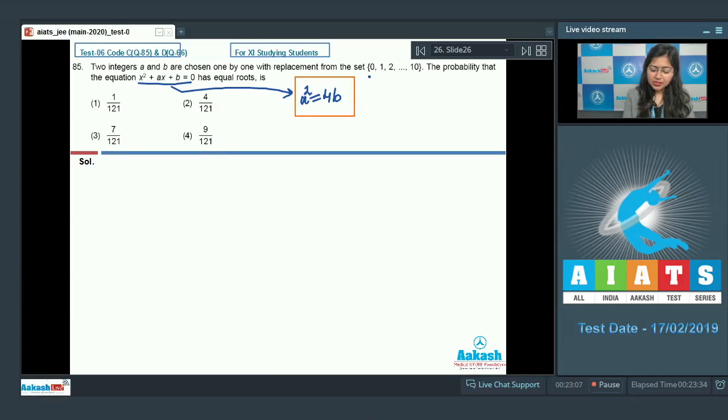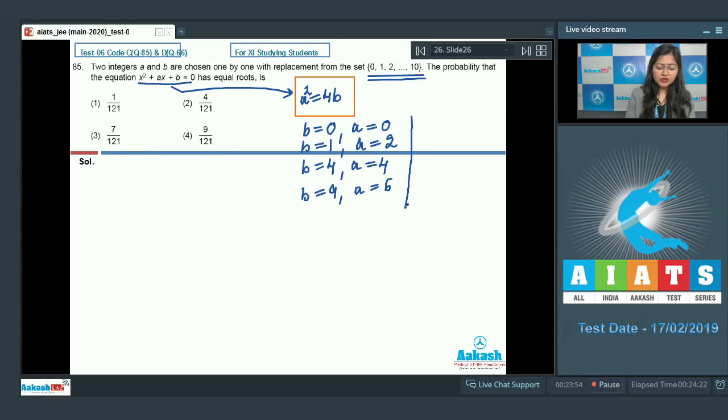Now, a and b will be chosen from this set. So, if the value of b is equal to 0, then a will also be equal to 0. If b is equal to 1, then a will be equal to 2. If b is equal to 2, then a cannot take any integral value. Similarly, b cannot be equal to 3, but b can be equal to 4, which will give us a equal to 4. Similarly, b can be equal to 9, where a will be equal to 6. Right? So these are the only possibilities through which we can have equal roots for the given quadratic equation.